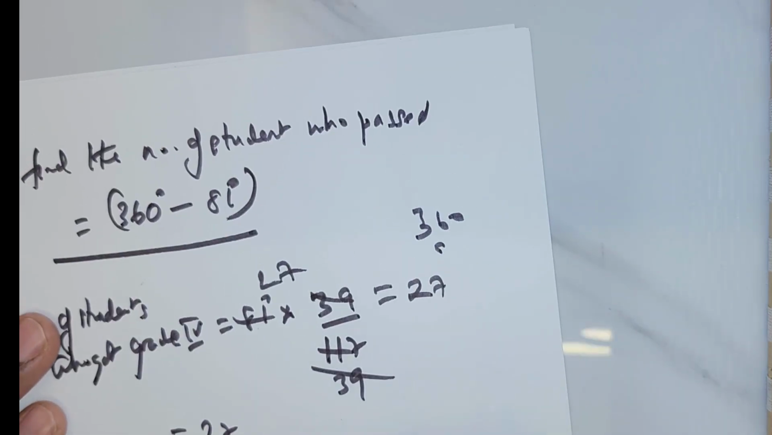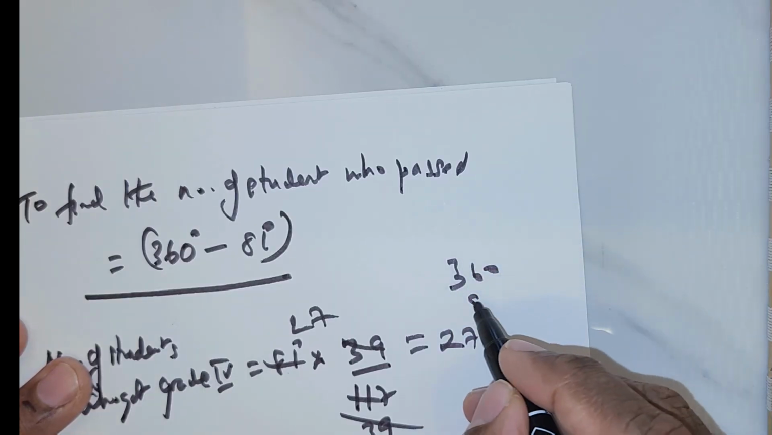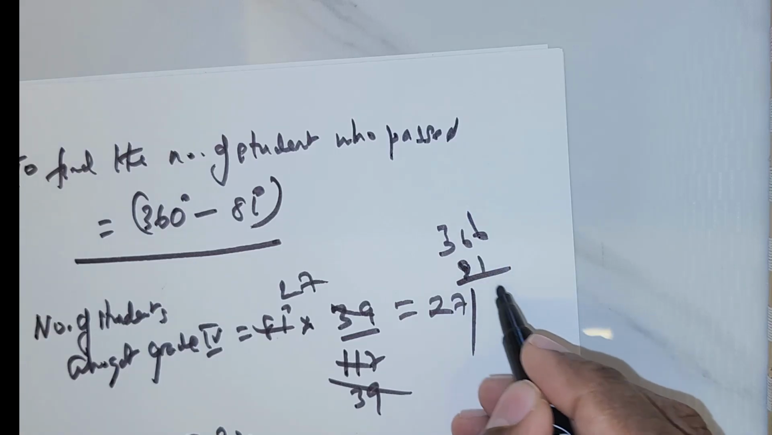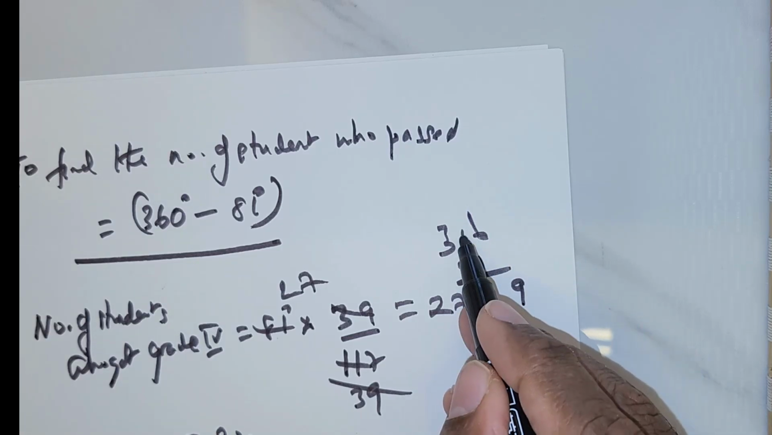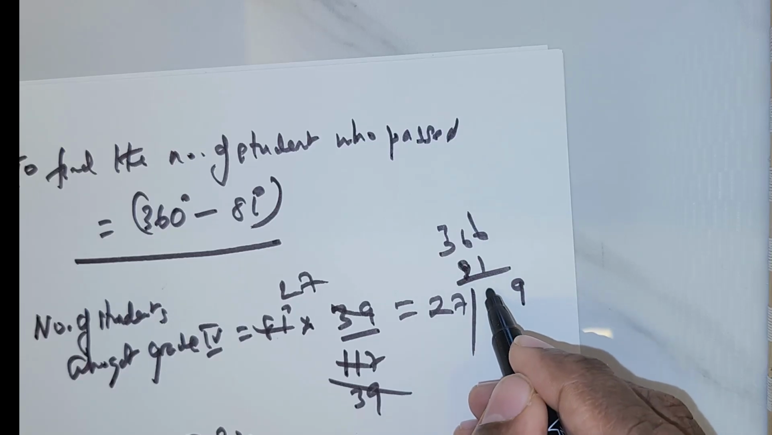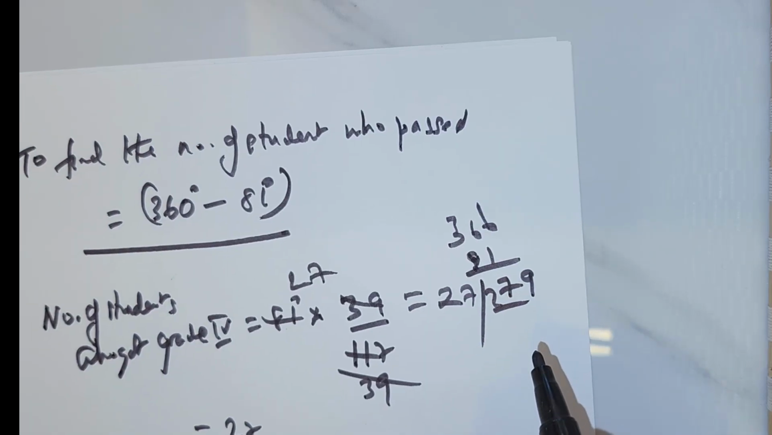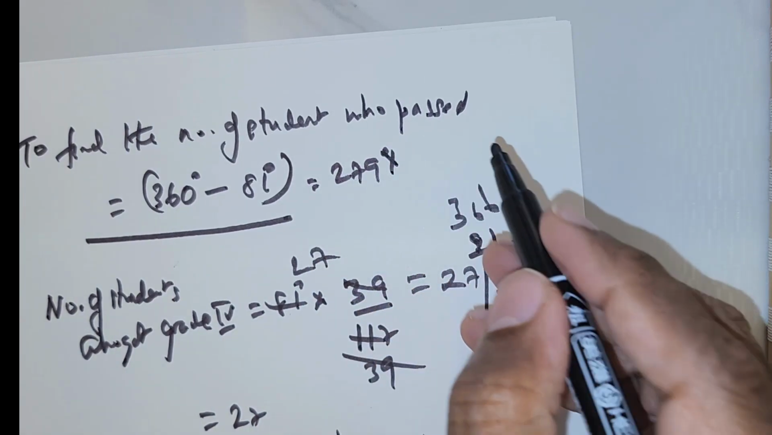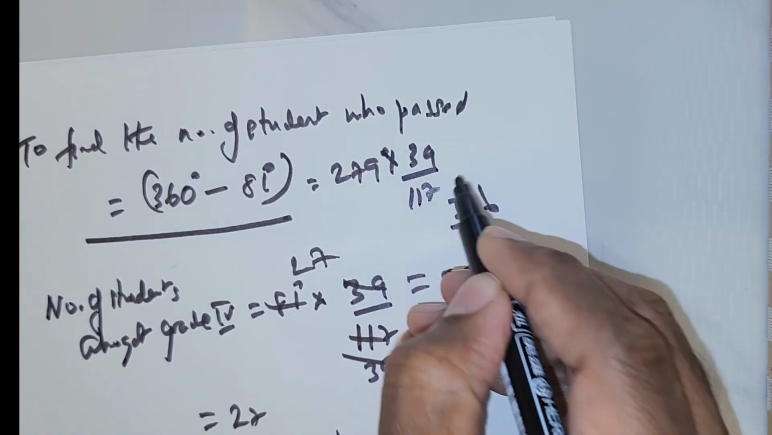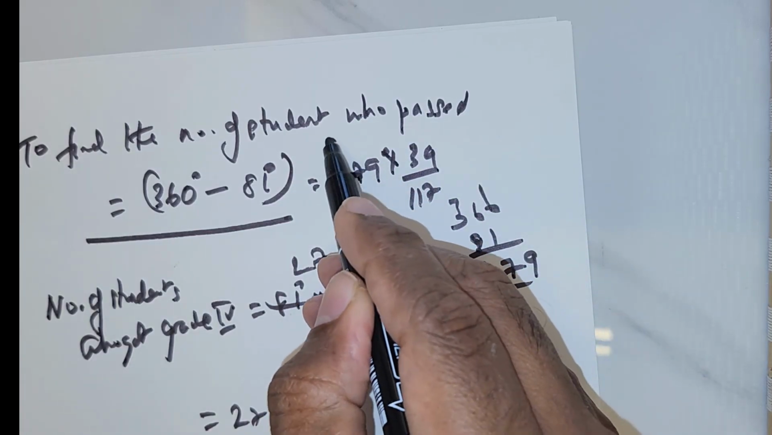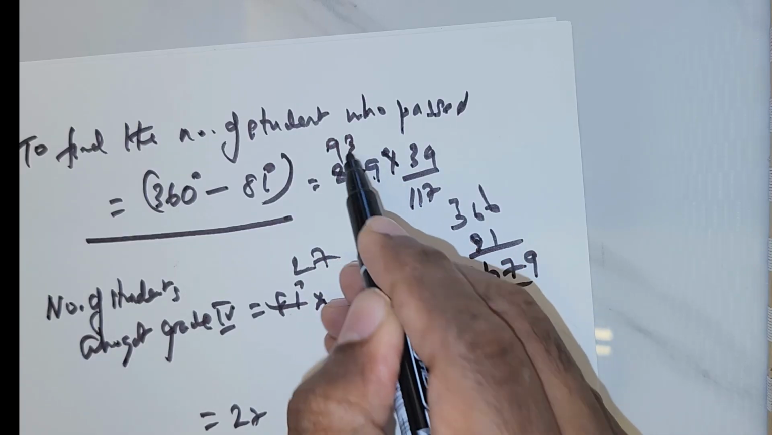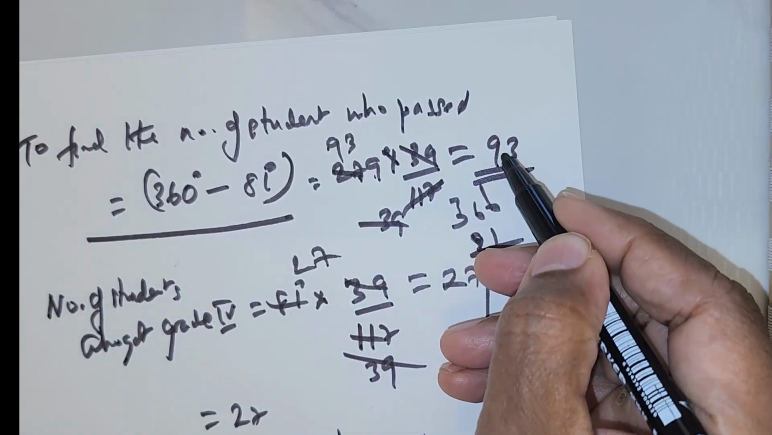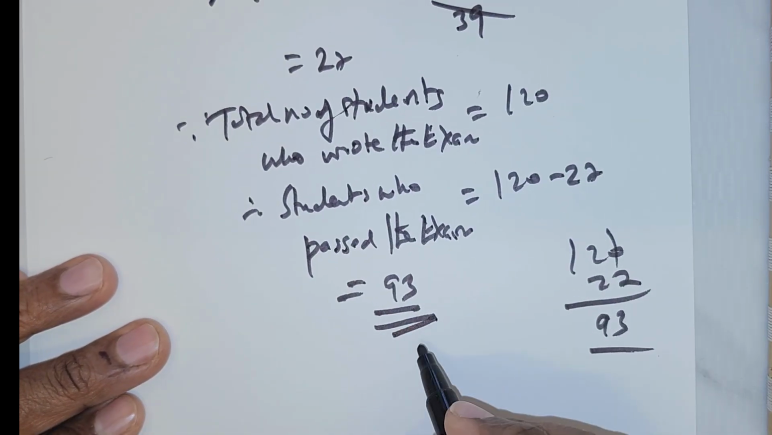Either you can do it like this, or what you can do is from 360 you take away 81. So 10, take away 1, you get 9, and this is 5. From 15 you take away 8, you have 7, you have 279. So 279 degrees, you multiply it with 39 over 117. So 3 divides here, 9 3s are 27, 3 3s are 9. 3 divides here, 39 goes away, you get 93. So directly you get 93 students, and this is the result that you have got.